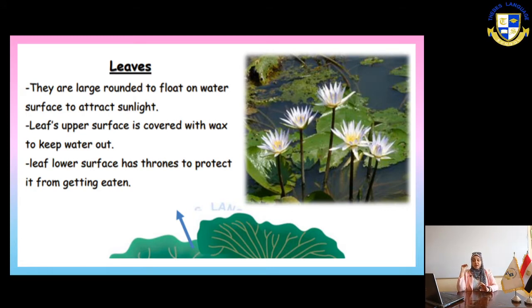Okay? Leaf lower surface has thorns to protect it from getting eaten. Okay? We said at the top there is the wax. At the bottom or the lower part, there are thorns. Why? To protect it from getting eaten. If there is a fish under the water, it can't eat this one because of the thorns. Okay? So this is how this plant protects itself, how it survives in the nature from getting eaten. Okay, these are the leaves.